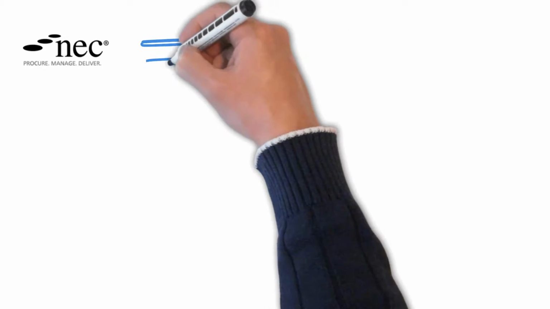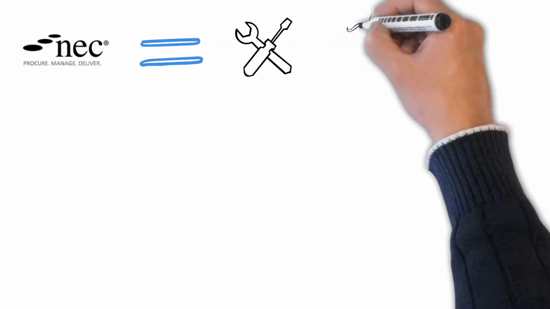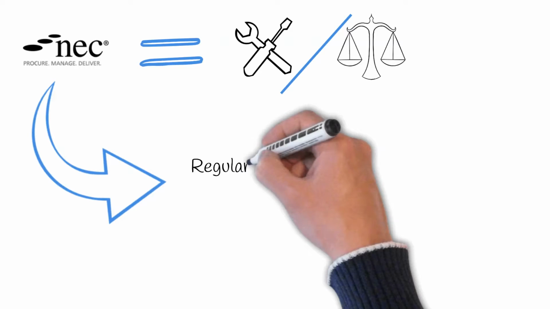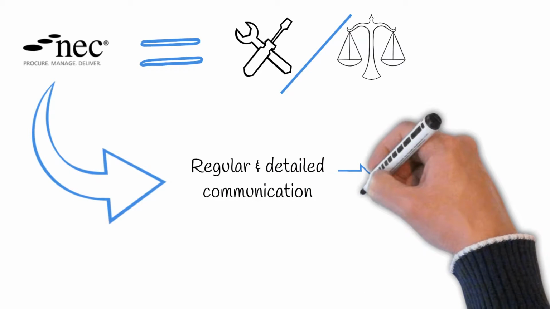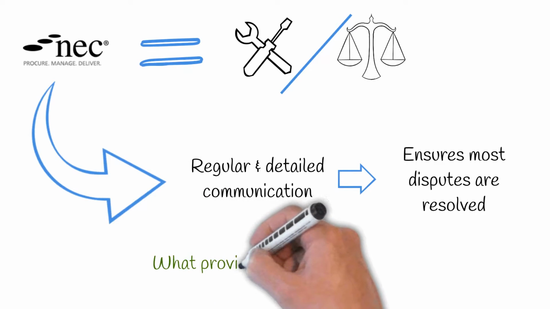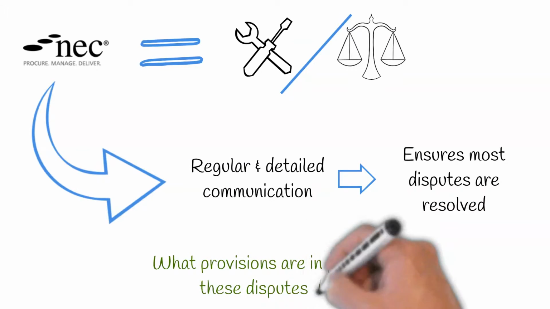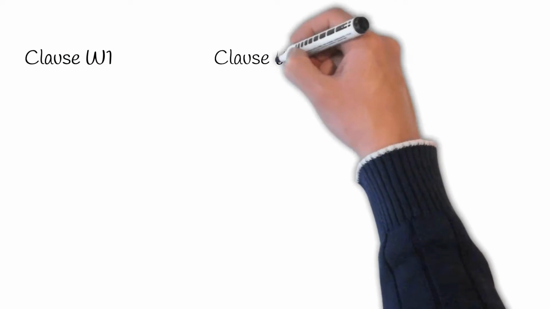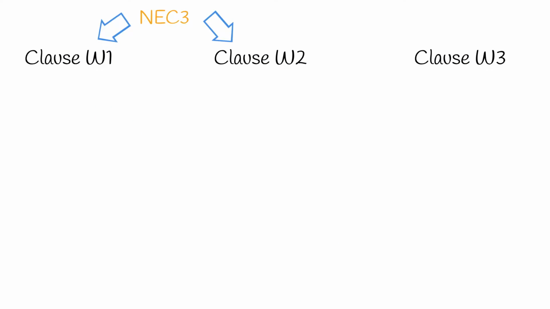The NEC is often regarded as a powerful tool in dispute avoidance, with its emphasis on regular and detailed communication. It ensures most disputes are resolved before they have a chance to escalate. But what provisions are in place for when these disputes do occur? Provisions for dispute resolution can be found under Clause W1 and W2 in the NEC3, and the new Clause W3 in the NEC4.